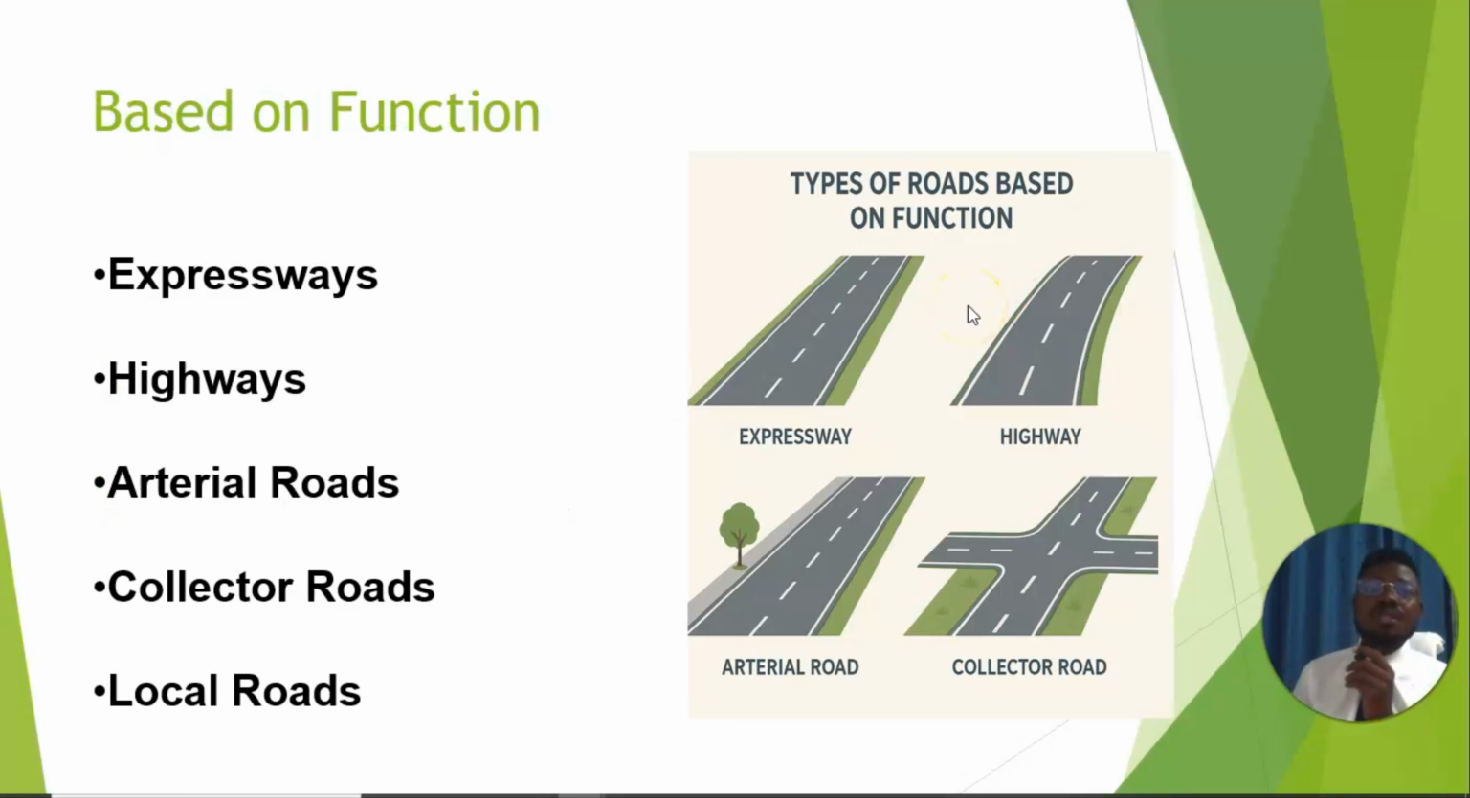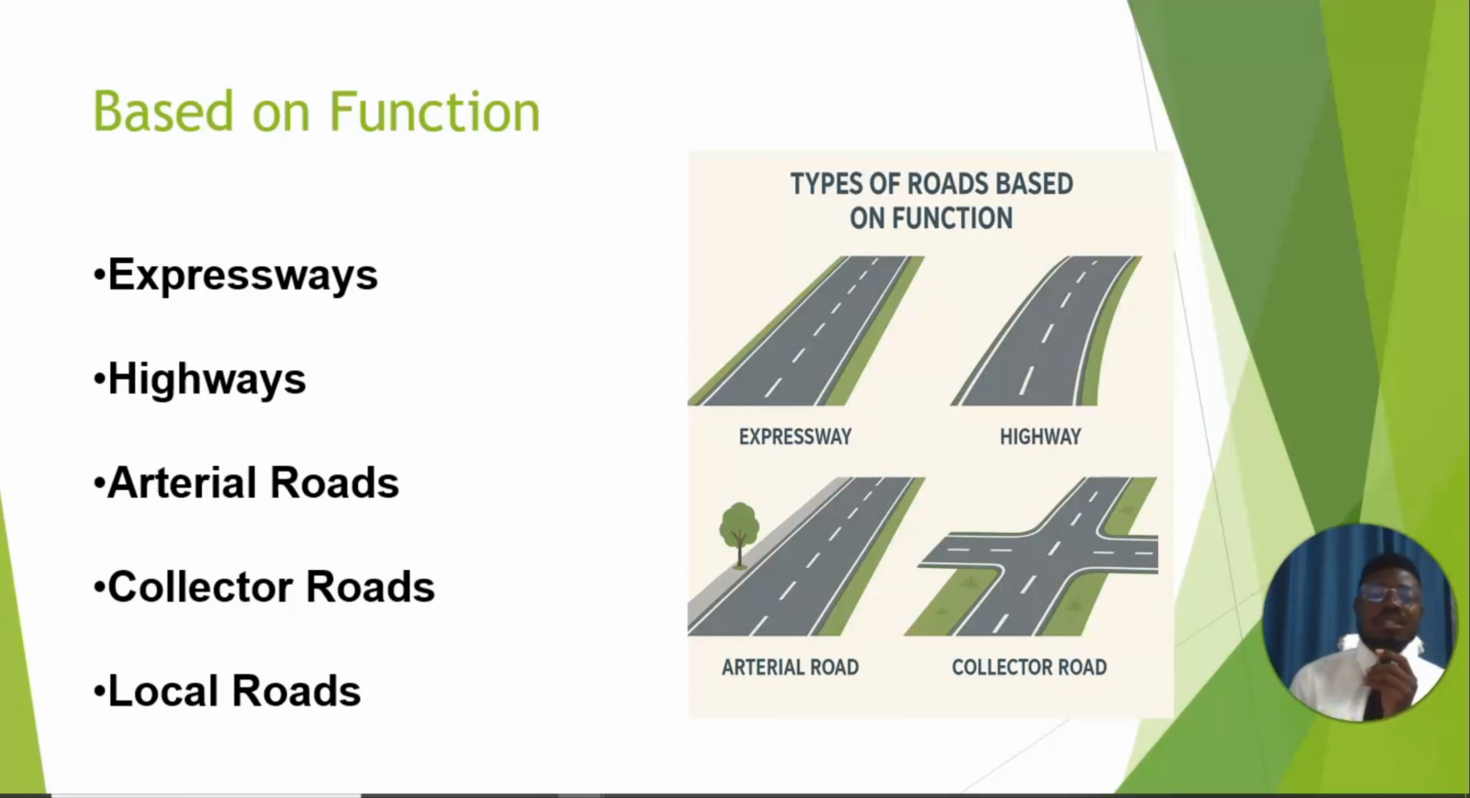So based on the function here, we have the expressways, the highways, the arterial roads, the collector roads, and the local roads. In most cases, people like to pick it from the expressway downward. But for me, in order to have a better understanding, even if you just know that yes, I know all these things, but I don't know how connected they are or how to differentiate them, I usually like picking it from local roads to the expressway.